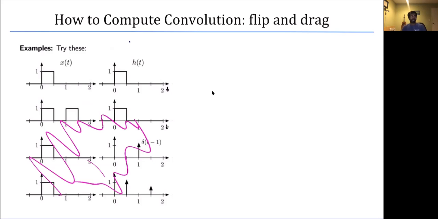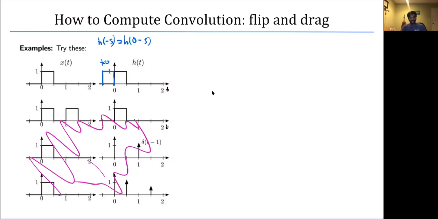So now what is the first thing I do? If I have x of tau and I have h of tau, the first thing I want to do is flip h about the y-axis. That gives me this version, okay? And this is going to be h of minus tau. This equals h of t minus tau if t equals zero, right? Clearly. Or let's write this as h of zero minus tau. So this equals t equals zero.